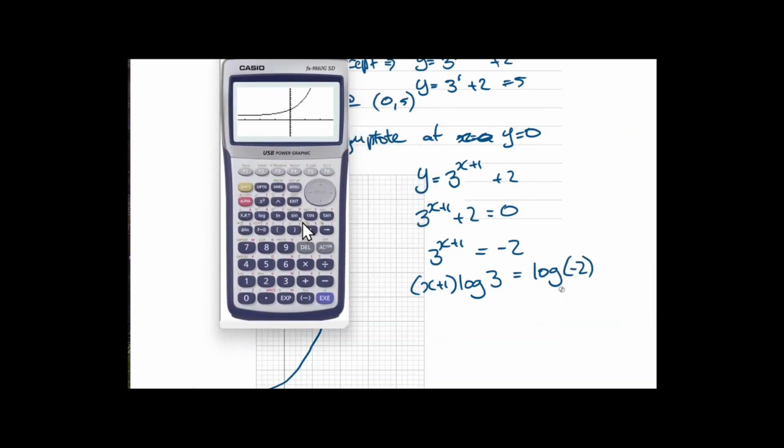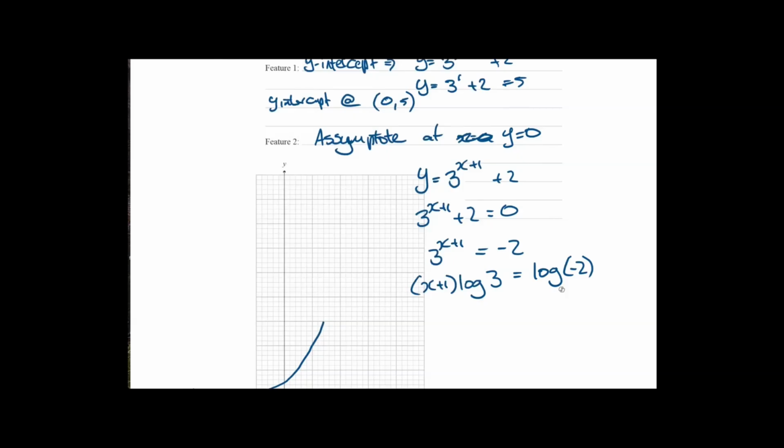Okay. So let's just sort of prove it. Well, kind of prove it. Log of -2, it's going to give us a math error, non-real error. So there is a solution, but it's in an imaginary complex form, and you definitely do not need to worry about that at this time. So there is no x-intercept. Okay, that's feature 2.